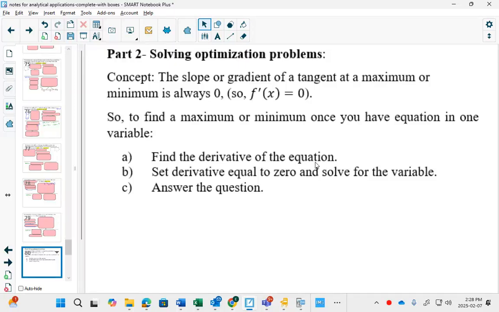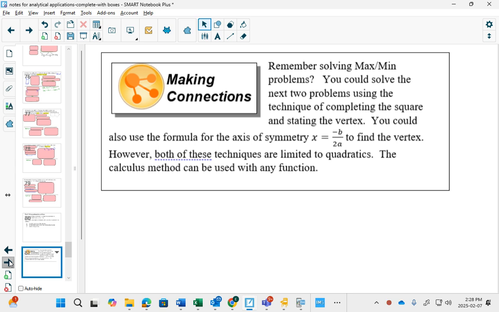Now we were solving optimization questions already. That's what we did yesterday. We had to come up with an equation that had only one variable on the other side so we could actually use our derivative. That's the concept. If you want to find a maximum or minimum, then your derivative would equal 0. So we need to find the derivative, set it equal to 0 and then answer. But the hard part is probably setting up the equation because you have to take in all of that information.